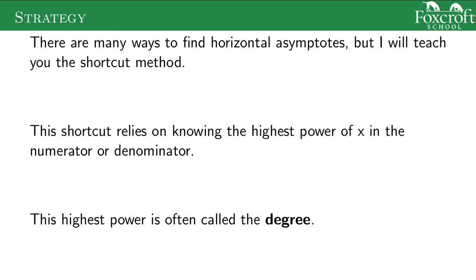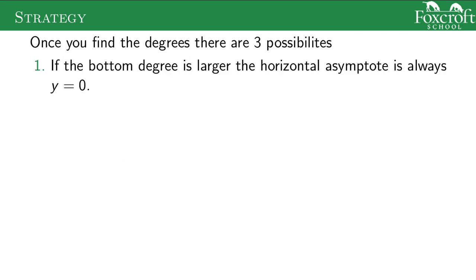There are a lot of different ways to find horizontal asymptotes, but for this learning objective, I'm going to teach you the shortcut method. The shortcut method relies on knowing the highest power of x in the top and bottom of your fraction. The highest power of x is often called the degree, and that's the word I'll use because it's easier to say. We're going to look at the degree of the top and the degree of the bottom.